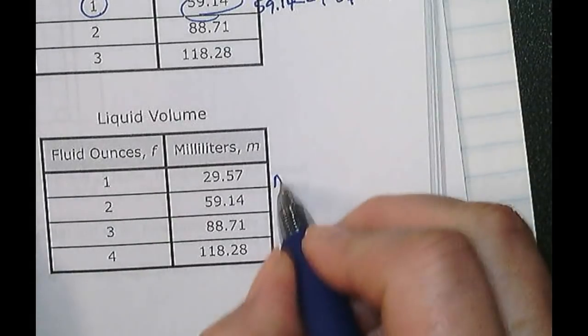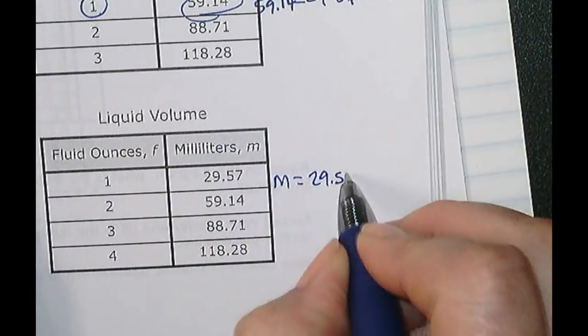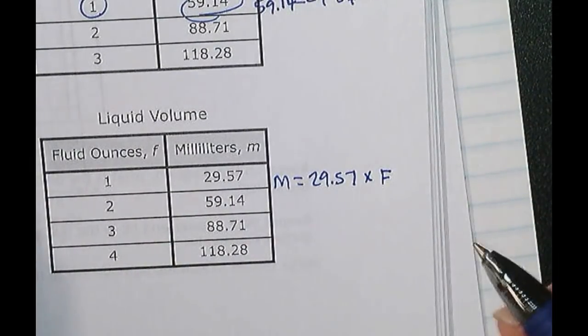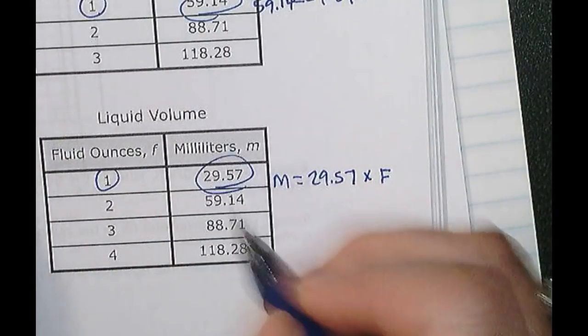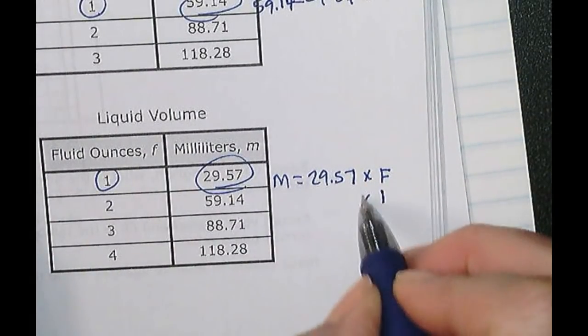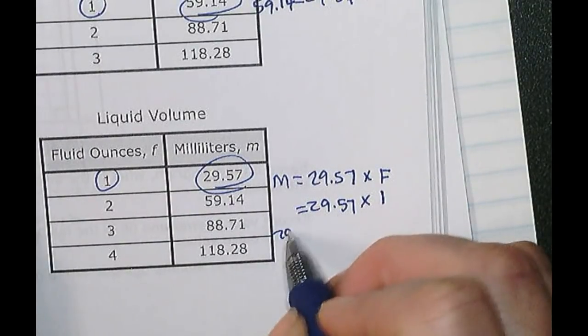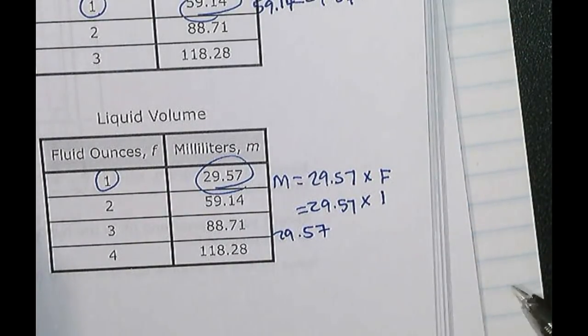So M equals 29.57 times F. And I've been picking 1, so why change? So here's my 1, here's that. Put a 1 for F. 29.57. And it says it equals 29.57. Well, I think it does.